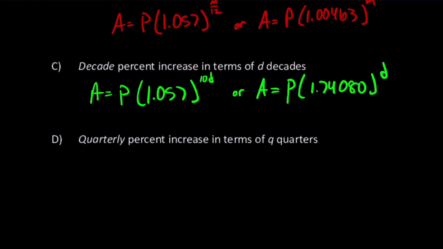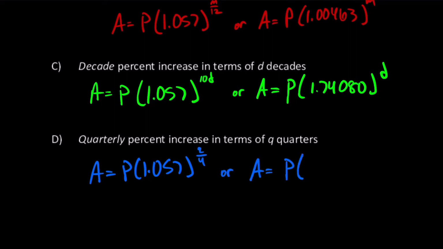And lastly here, quarterly percent increase in terms of Q quarters. Well, I'll take my original, which is 1.057. And since the original was a year, now I'm going into quarters. I have to divide that original one by 4. And I'm just changing the variable to represent quarters. And if you bring that inside, you end up getting 1.01396 to the Q.